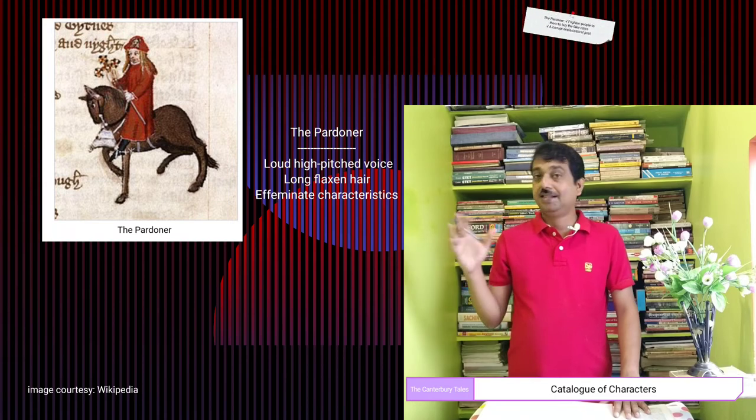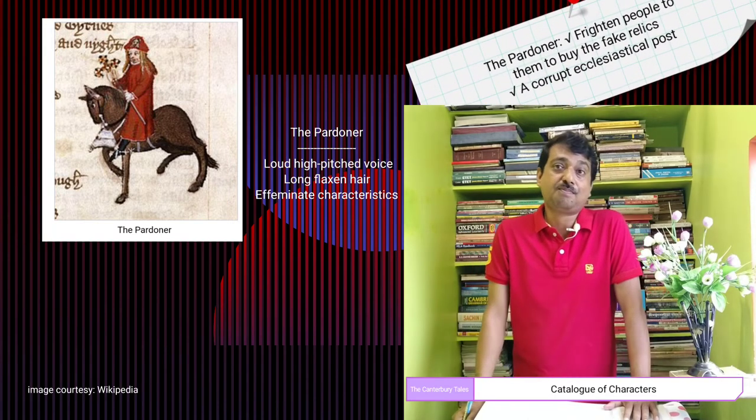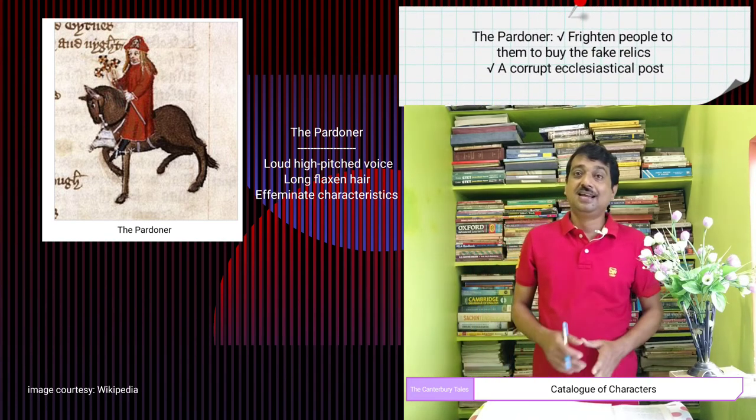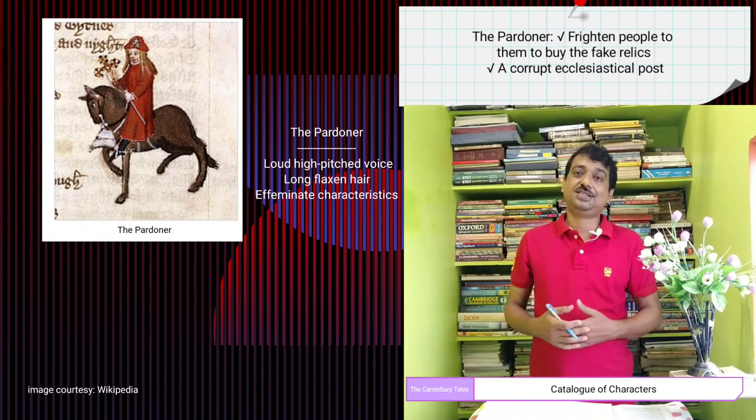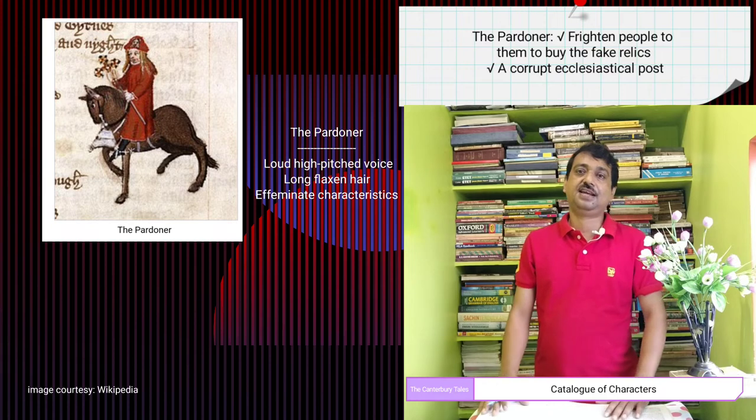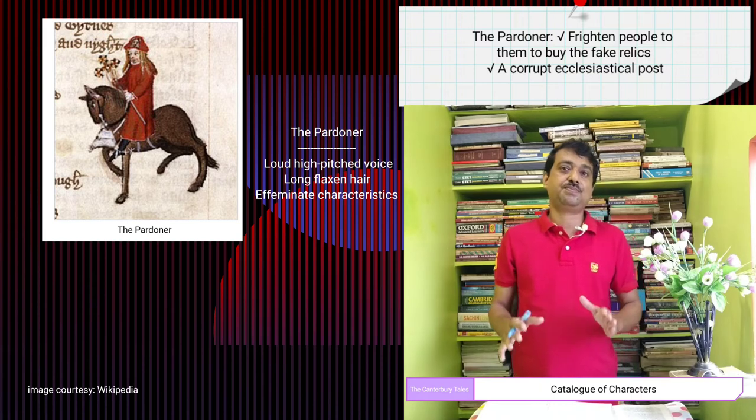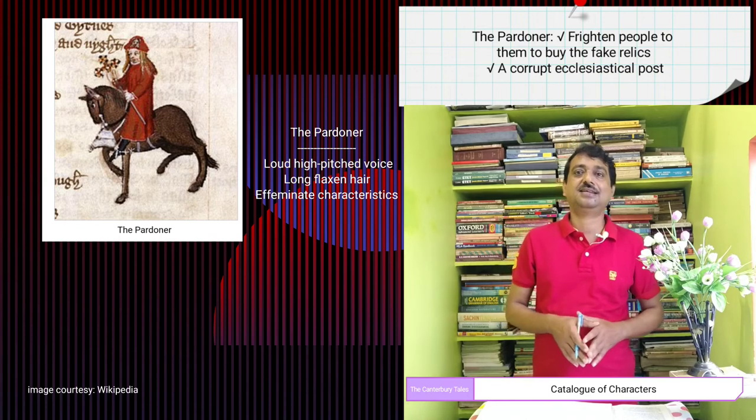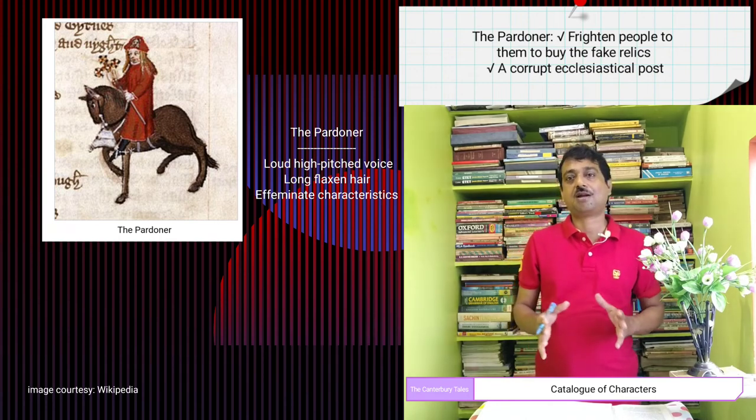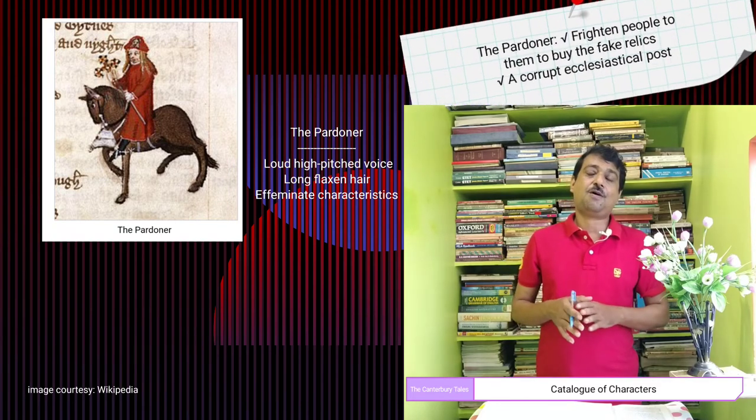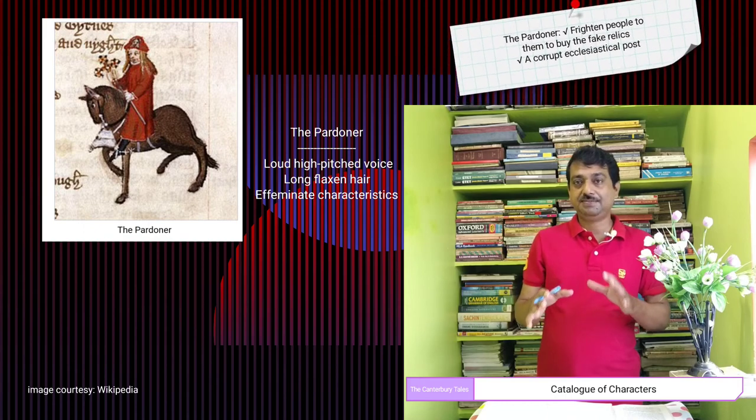The Pardoner, with his wallet full of pardons come from Rome all hot, sold pardons and indulgences to those charged with sins. With a loud, high-pitched voice, long flaxen hair, and effeminate characteristics, he knew how to sing and preach to people to frighten them into buying the relics. He has made a lot of money selling his fake relics, and obviously it is a corrupt ecclesiastical post. Now, all these corruptions in the church have been depicted through his character.